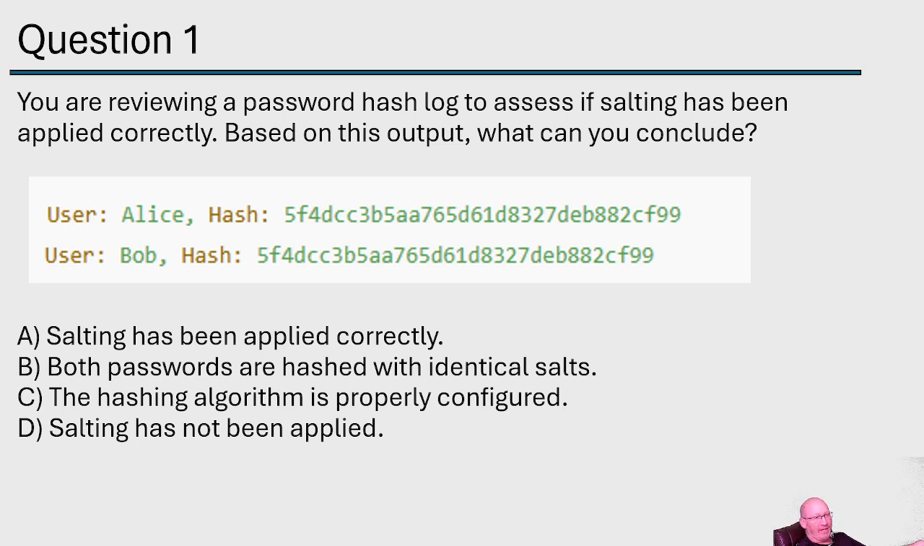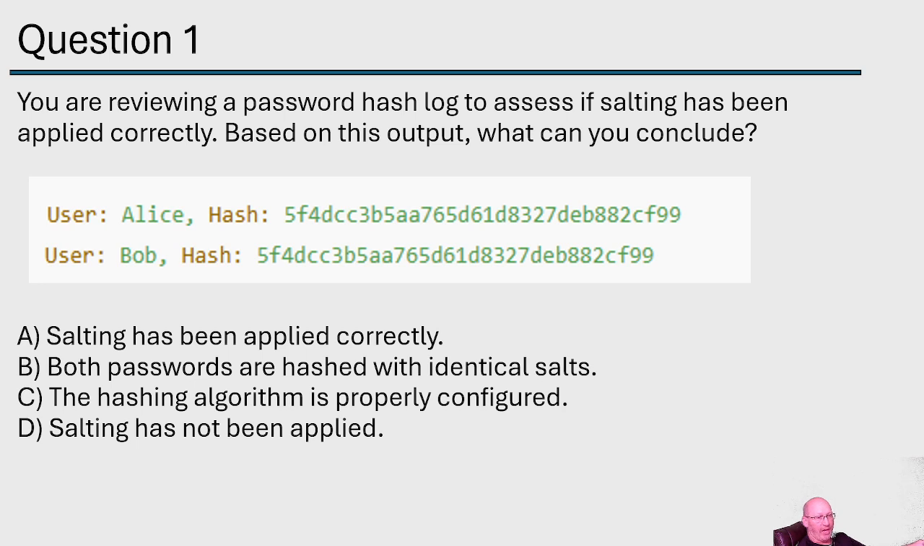Are you reviewing a password hash to assess if salting has been applied correctly? Based on this output, what can you conclude? Pause the video if you need more time. Let's start answering this. All right, A, salting has been applied correctly. I mean, maybe. Look at this, we've got user Alice and Bob. We see the hash has been applied correctly. What do you think? Maybe.